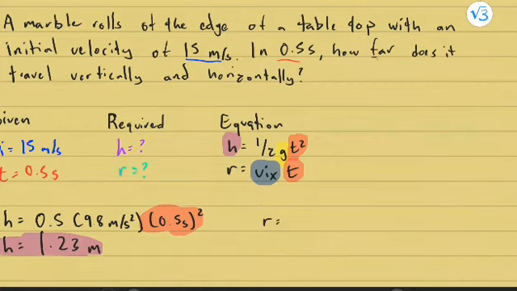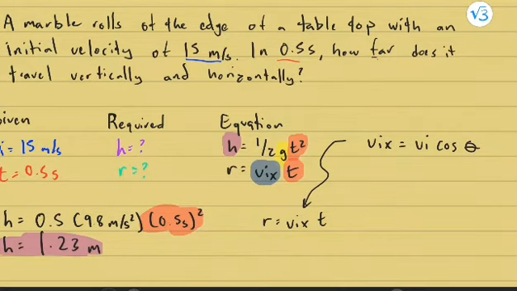So, range is equal to Vix. Pero, ang tanong, paano natin kukunin yung Vix? Before natin ma-solve yan, kailangan muna natin kunin yung Vix. Vix is equal to yung formula kanina, Vi cosine theta. Ano usually yung angle ng ganito? This one is 90 degrees, tama? So, yan yung gagamitin natin para makuha yung angle dito.